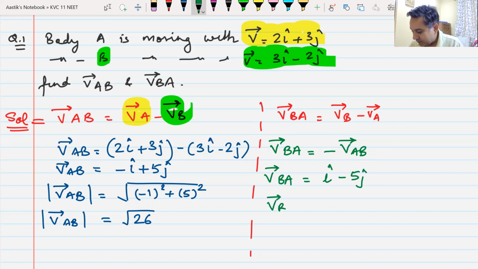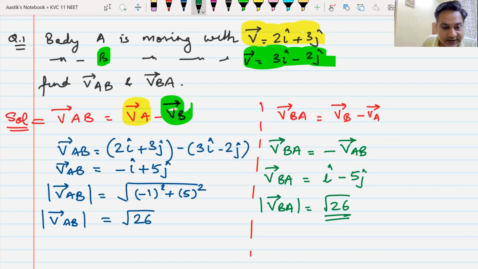If you have to find the magnitude of the velocity of B with respect to A, that will be simply equal to under root of 26. Do we understand this? Yes or no? Any problem, anyone? Please tell me. You understand this? Shall we move ahead with the next question? Have you noted this, everyone?